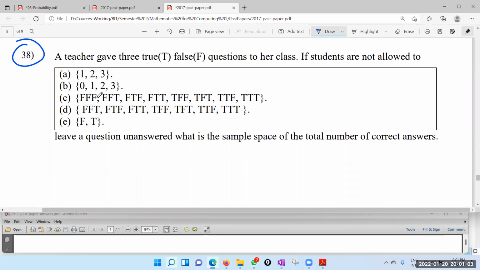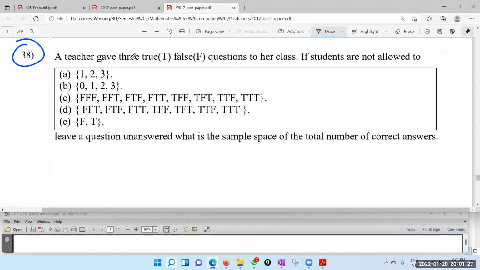So multiple answers are possible for this kind of question. Usually you don't get multiple answers, right? Sample space, you can't have 2 sample spaces, so there will be only 1 answer. What is that? Pay attention to each and every part. Don't be in a hurry. If you are hurried, you will get a wrong answer.